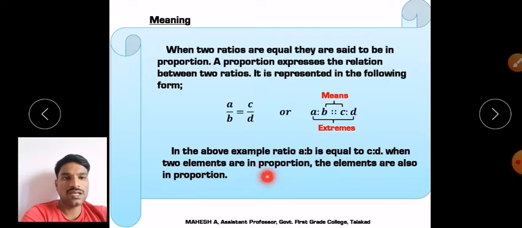When two ratios are in proportion, the elements are also in proportion. That means to say, if these two ratios are in proportion, it is regarded as all the elements are in proportion. Okay? So this is the meaning of proportion in mathematical terms. Mathematically, here we are seeing how we express proportion.